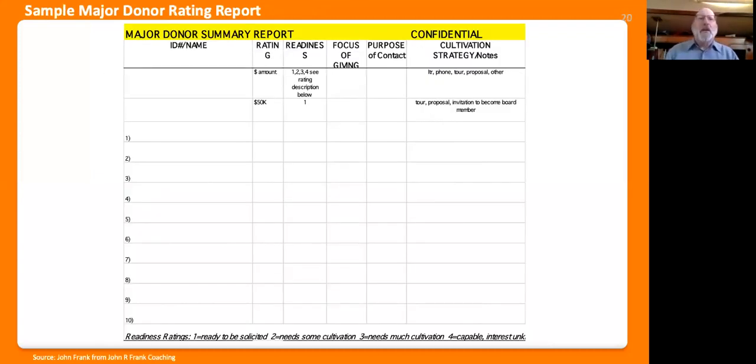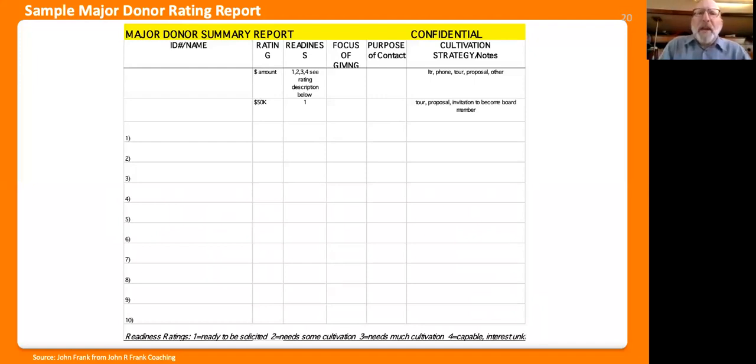Here's the rating report. It says major donor summary report, but I think I made an error with that because I'm not summarizing. This is the list. Let's say I'm the director of development, Andrew, you're the executive director, and we're going to look at your names. Under 1 through 10, we have 10 donor prospects. Now, the rating would be, do we know the area or amount they're going to give? Let's say they gave $50,000 2 years ago. So we have that down as a history of that.